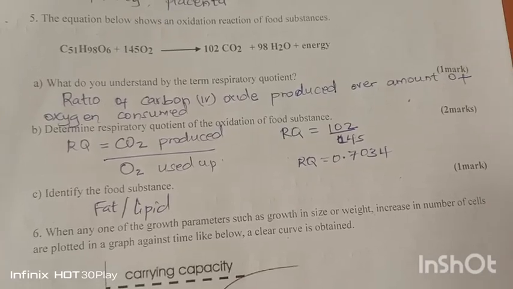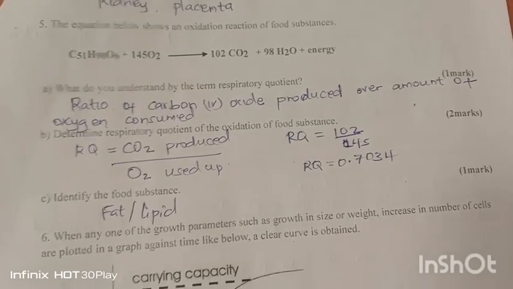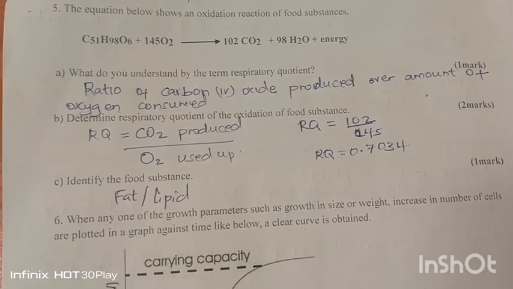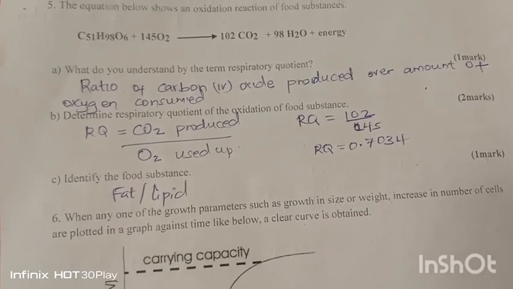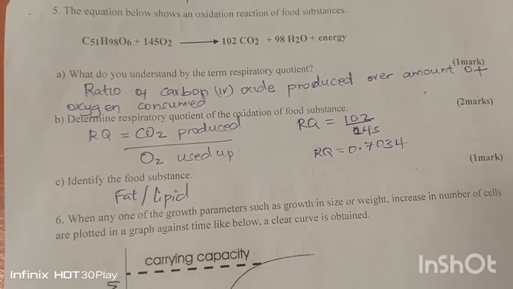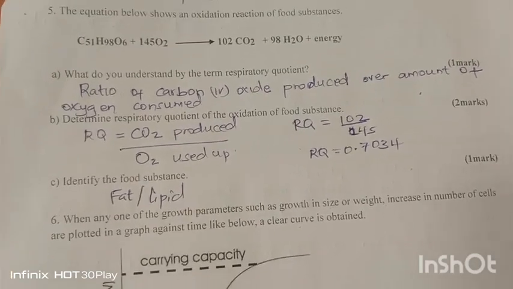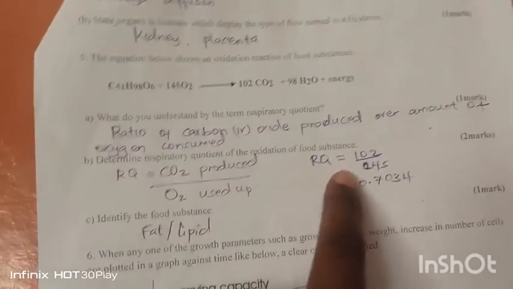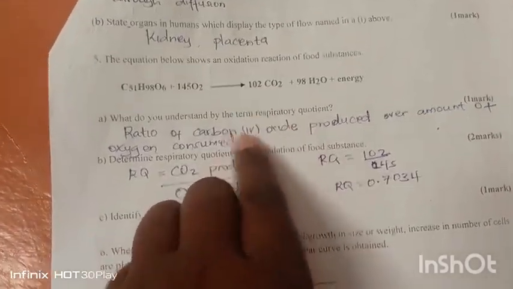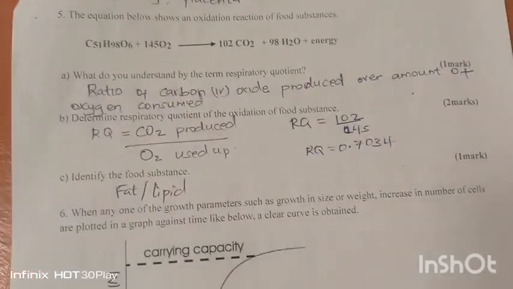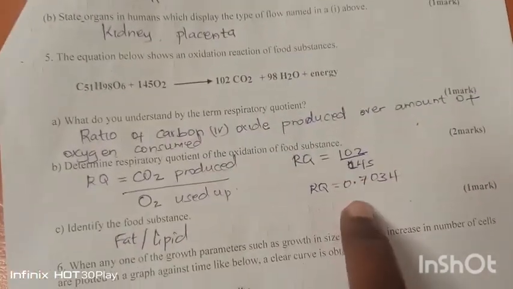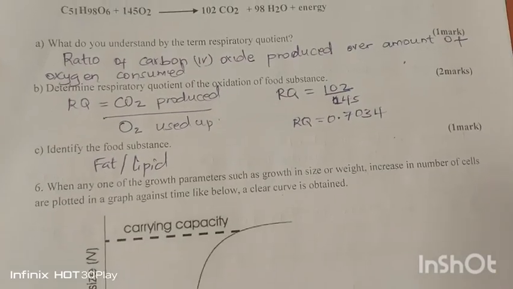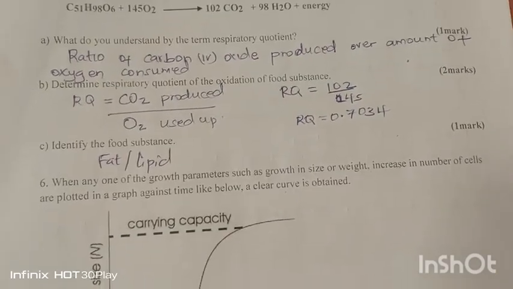Respiratory quotient is a ratio between the amount of carbon dioxide produced over the amount of oxygen that is consumed. In determining the respiratory quotient, RQ is equal to CO2 produced over O2 used up. For this one, it is 102 CO2 over 145 oxygen that is consumed, and therefore you get 0.703. So that's 0.7. 0.7 represents fats.